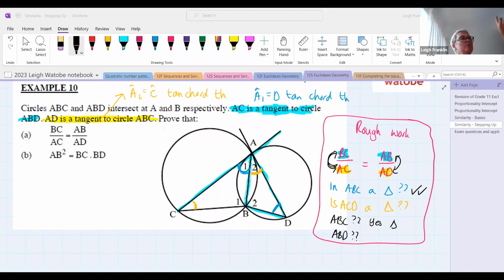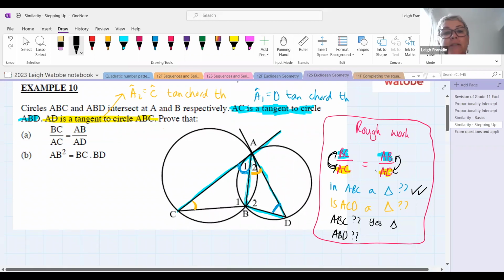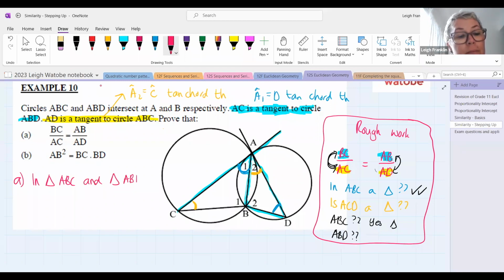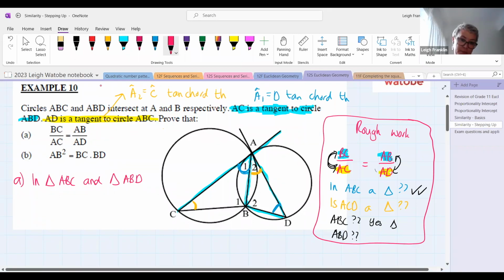So either we go numerator and numerator and make a triangle, and denominator and denominator, does it make a triangle? If that doesn't work, you go around the outside. So ABC versus ABD, and that is our starting point. So we begin question A by writing, in triangle ABC and triangle ABD.